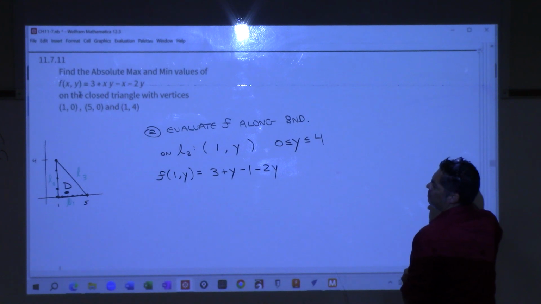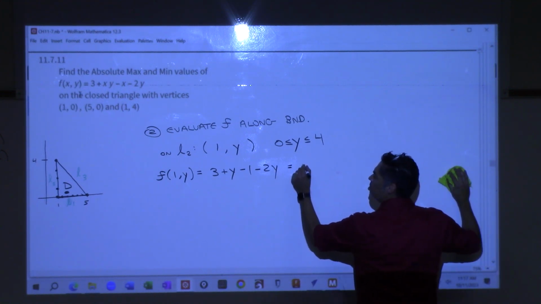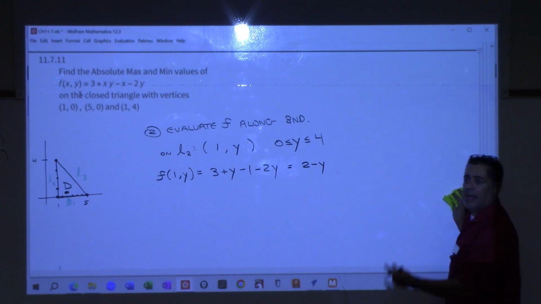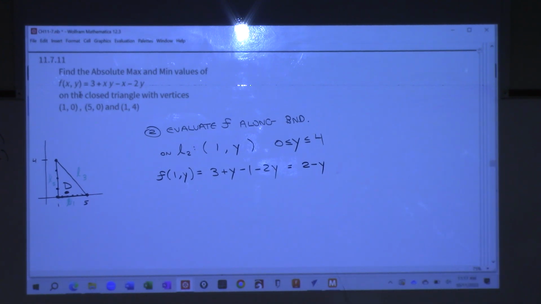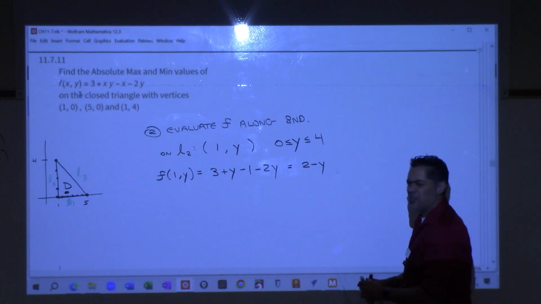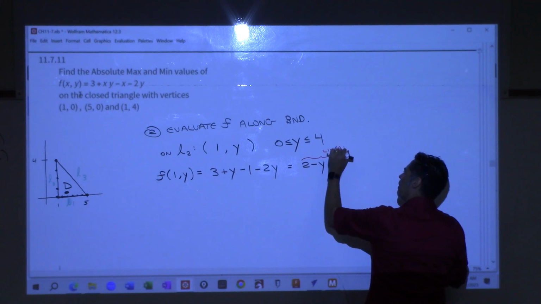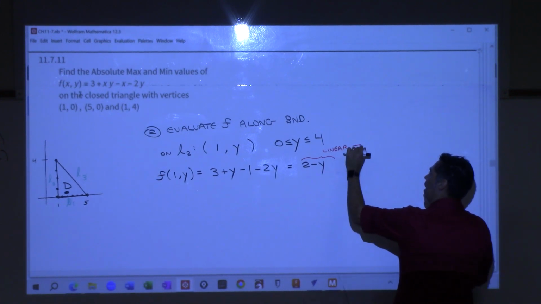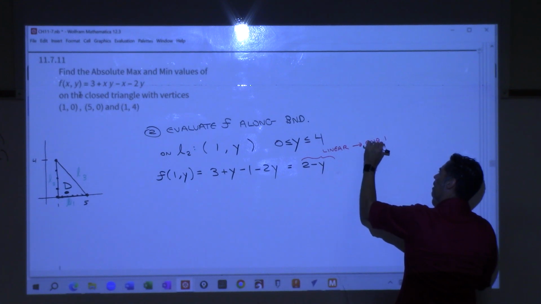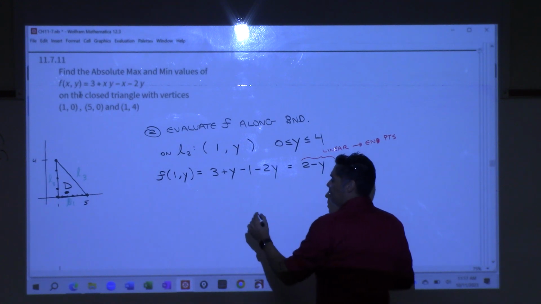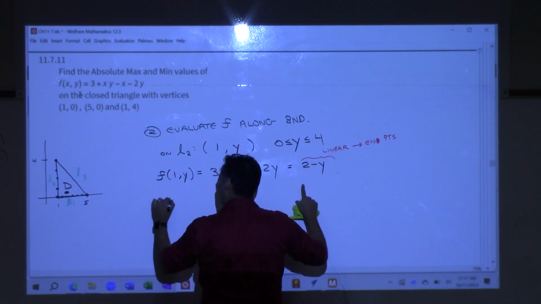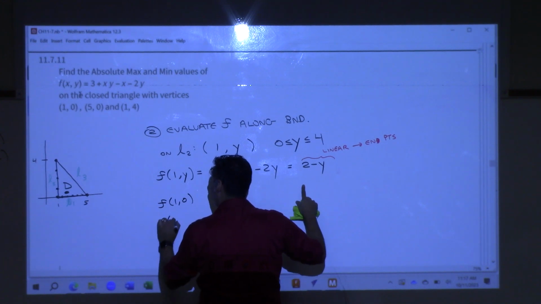Y'all getting that? Yes. Collect like terms. 2 take away y. 2 minus y. Hey, it's linear again, isn't it? It's linear in the variable y. So if it's linear, we know that it's going to happen at the two endpoints, right? I'm just assuming you're okay with that. Linear, so it's going to happen at the endpoints. So I need to do f of 1, 0 and f of 1, 4.